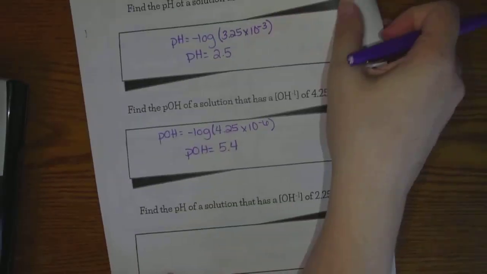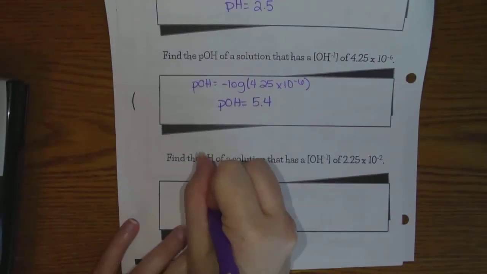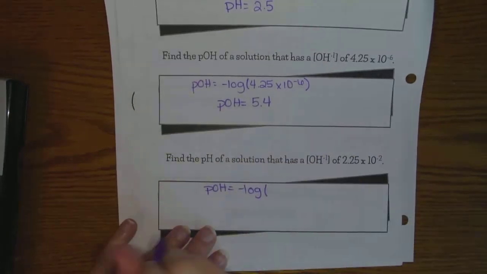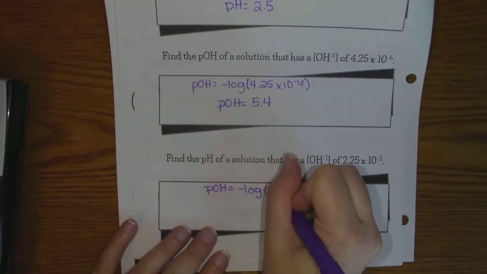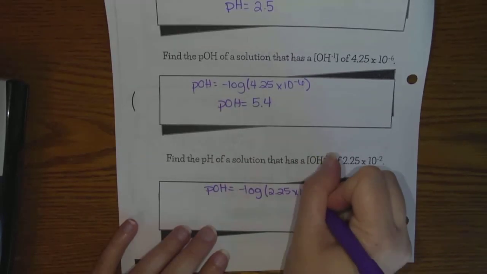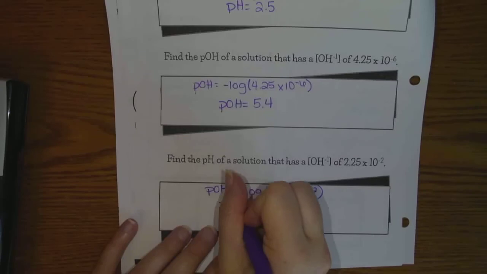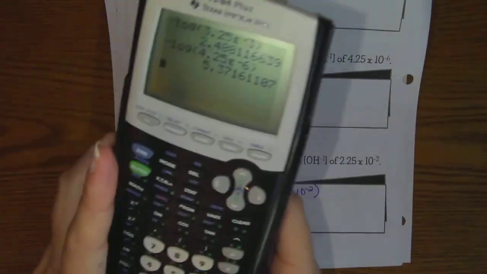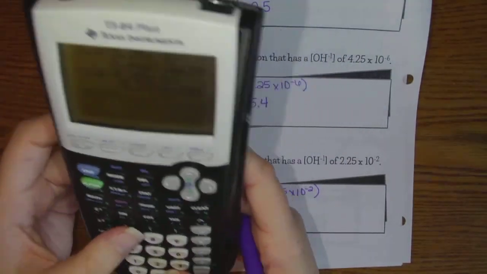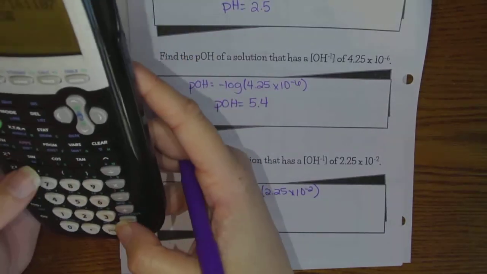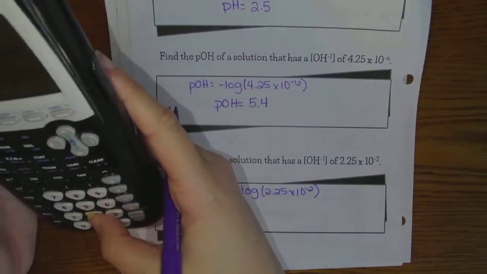So I'm going to go ahead and put my pOH is equal to the negative log of what my hydroxide ion concentration is, 2.25 times 10 to the negative 2. Okay, so putting that in, we're going to get negative log of 2.25 times 10 to the negative 2.